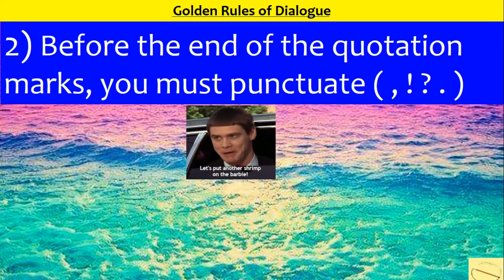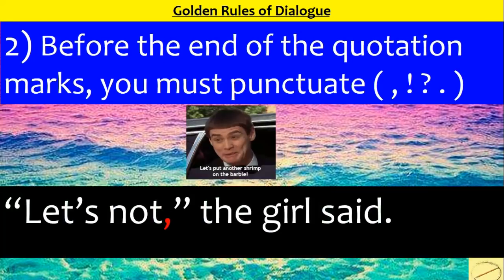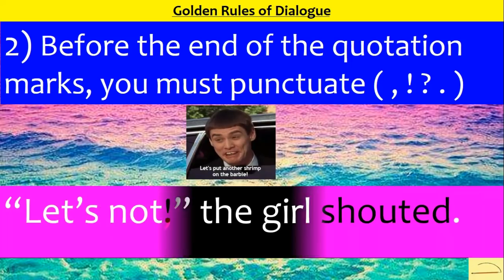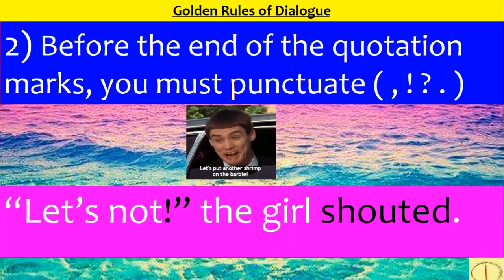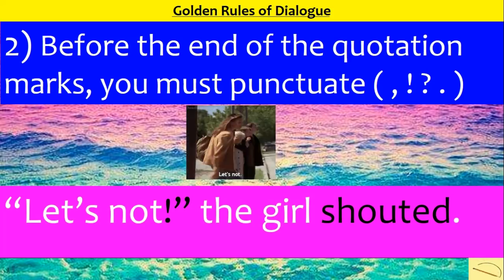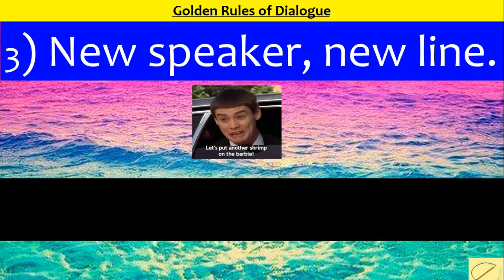Number two, before the end of the quotation marks, you must punctuate. So it says "let's not," and we've got a comma. Before the quotation marks end, we need some kind of punctuation. We just don't leave it blank. The last one was a comma, because the girl said something. This time the person is shouting, so we're going to have an exclamation mark before the quotation marks end.